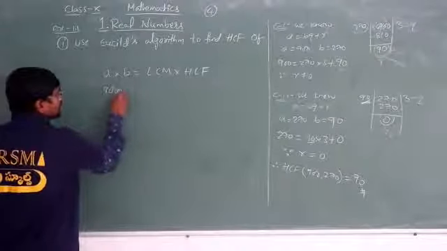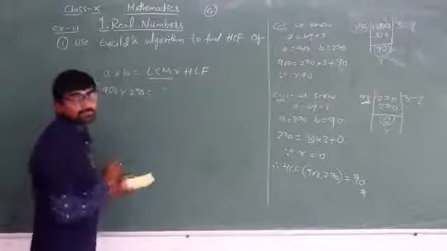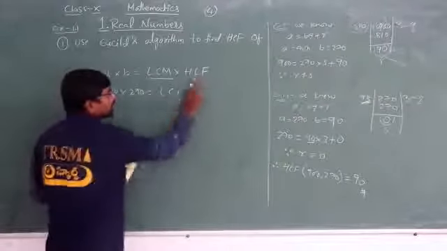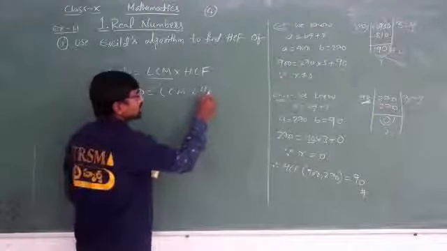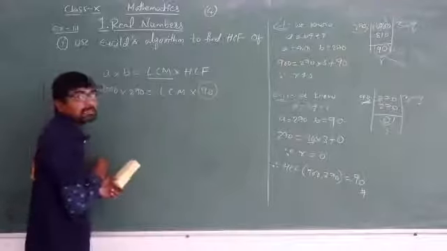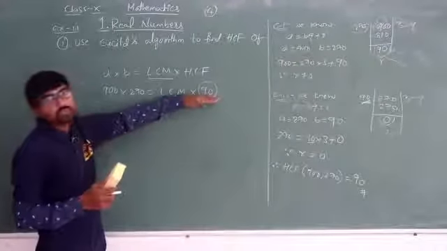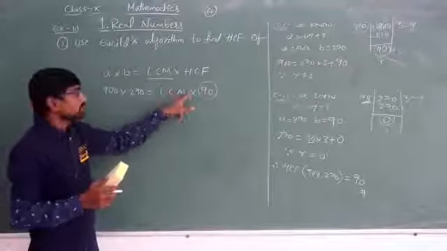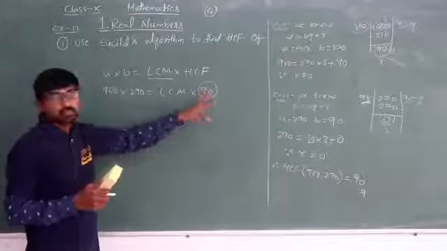So A is 900, into B is 270, is equal to, we don't know the LCM, isn't it? So LCM, least common multiple, is multiplied by HCF. We have got HCF as 90. So here 90 is multiplying. If it goes here, it will divide. It means if we have to remove the 90, the 90 is multiplying here. We have to take the multiplicative inverse, isn't it?